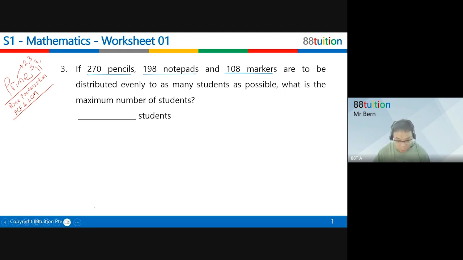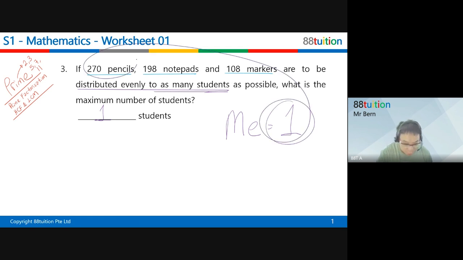They are to be distributed evenly to as many students as possible. You want to distribute all these items to as many students as possible. If it is me, I will just distribute to me. Me equal to 1 student. Can you see or not? So can 1 be the answer or not? If it's me, it's just me, so I will receive all the 270 pencils, all the 198 notepads, and the 108 markers. Can. I will receive everything.